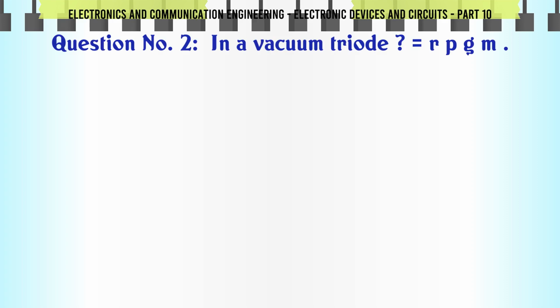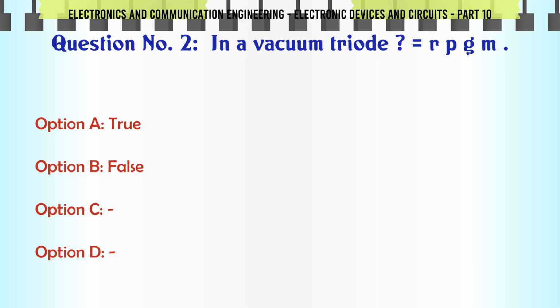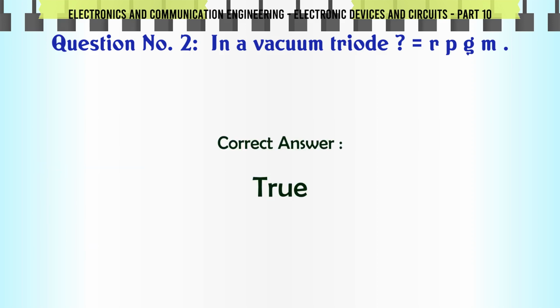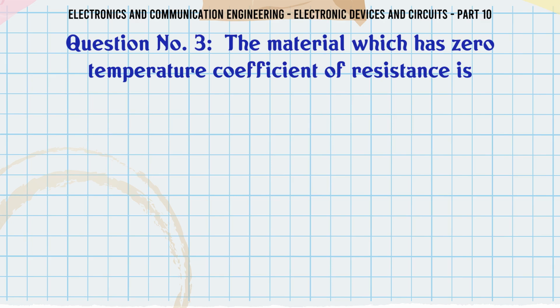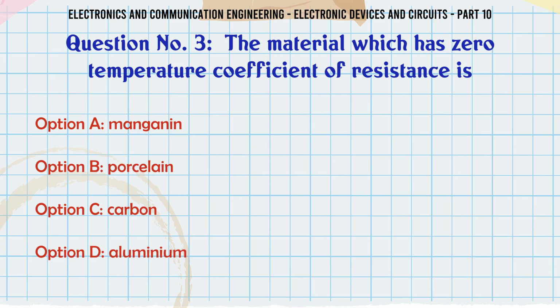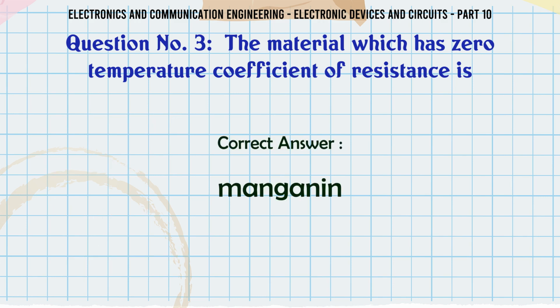In a vacuum triode, RPGM. A. True, B. False, C., D. The correct answer is true. The material which has zero temperature coefficient of resistance is A. manganese, B. porcelain, C. carbon, D. aluminium. The correct answer is manganese.